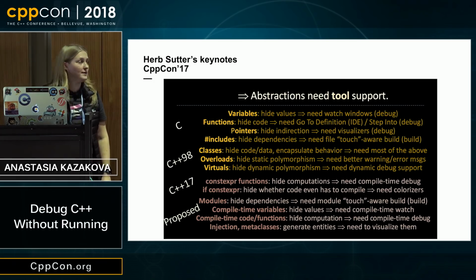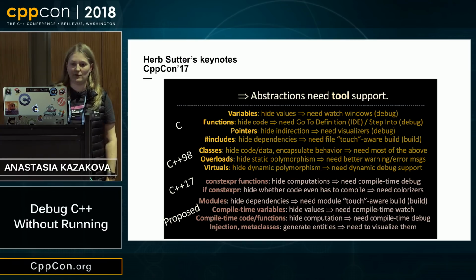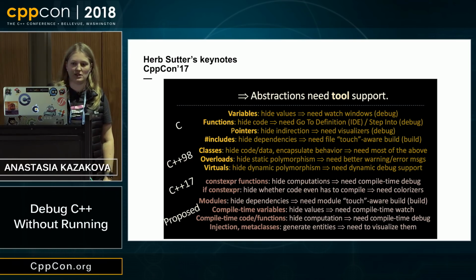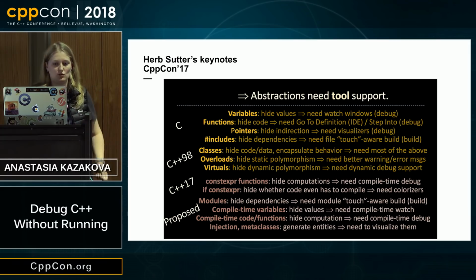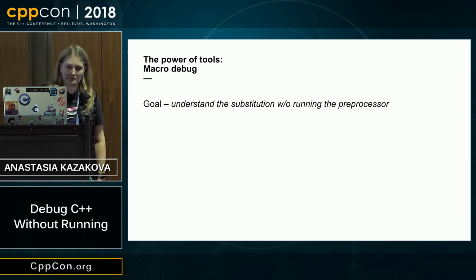This actual talk started with Herb's list, probably his feature requests. And this is actually nice, so you can see his suggestions on how to deal with abstractions from C to C++17 and even more. But let's actually see what we have, and maybe dream about what we can actually have in the tools as well. So we'll start with the macros.